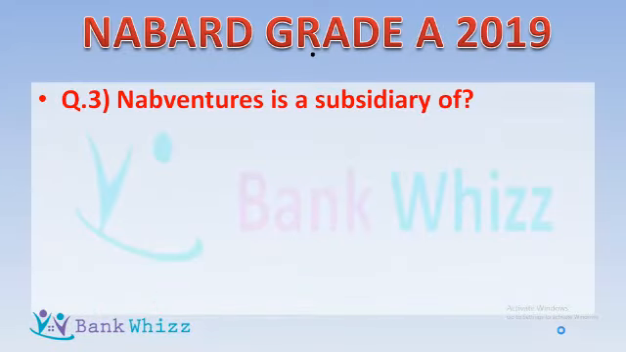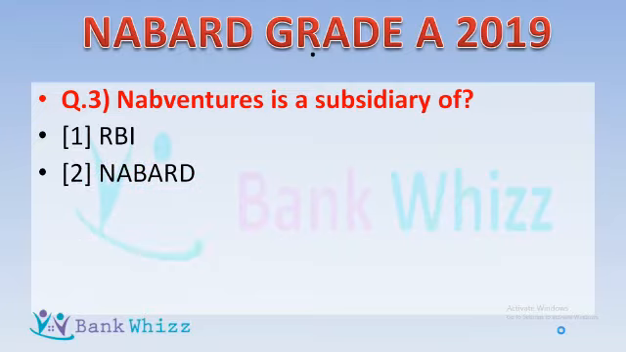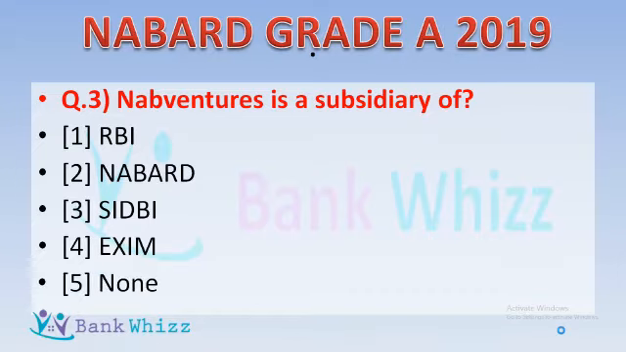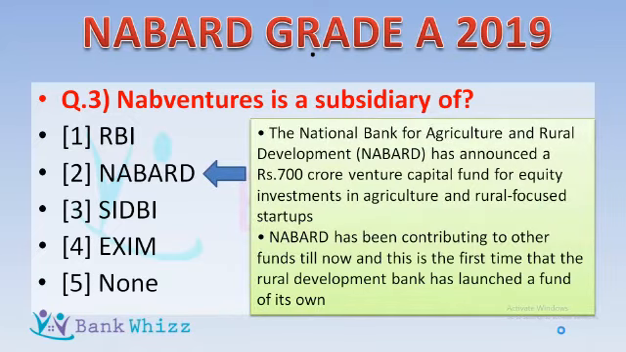The third question is, NABARD Ventures is a subsidiary of RBI or NABARD or SIDBI or EXIM or none of the above. The answer is NABARD. Friends, the full form of NABARD is National Bank for Agriculture and Rural Development. It has announced a rupees 700 crore venture capital fund for equity investments in agriculture and rural focused startups. NABARD has been contributing to other funds till now, and this is the first time that the Rural Development Bank has launched a fund of its own.